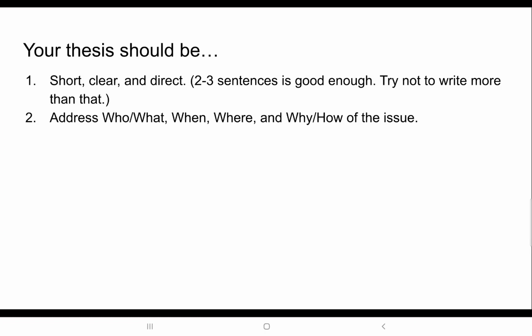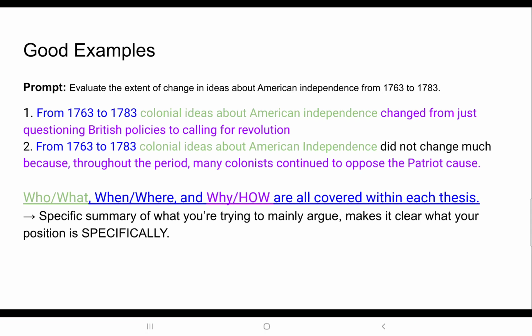All right, so let's take a look at this little color coding that I made for you guys. So we're back with our prompt about American independence and how the ideas of that changed from 1763 to 1783. So the good examples from the previous video, I've just color coded them so that it's easier for you to see how these criteria, these who, what, when, where, and why are included in the thesis. Let's take a look at the second example, and I'll go through it with you, but it's pretty self-explanatory.